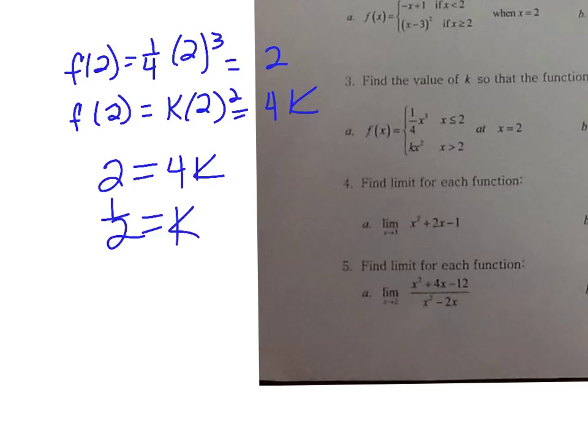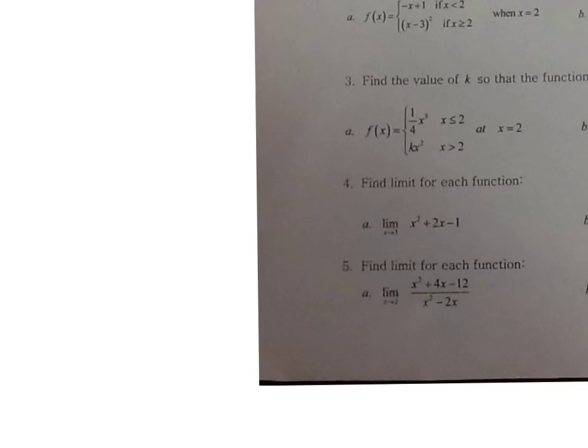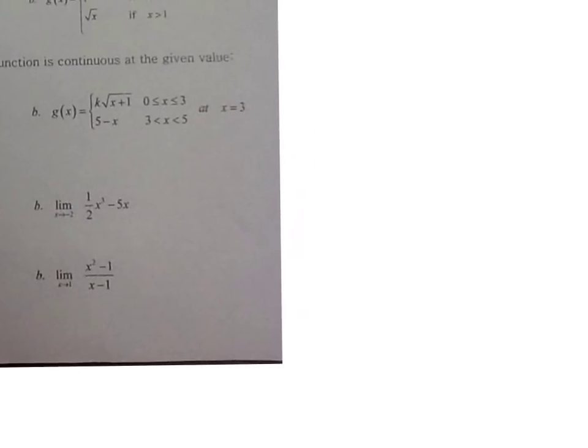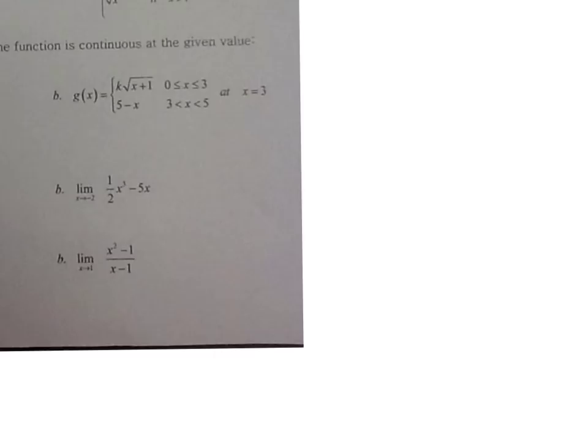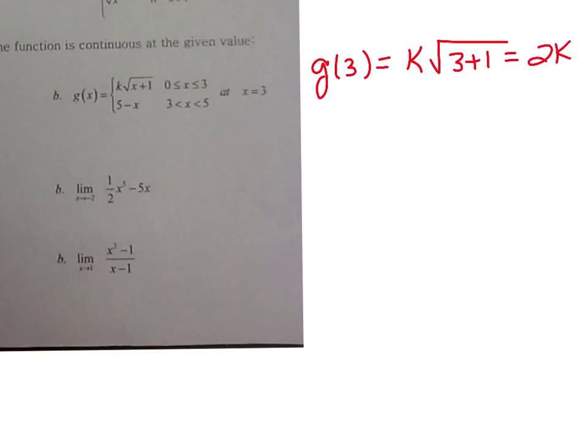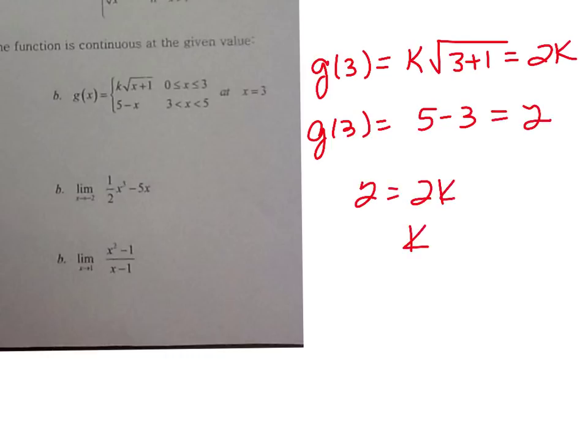Okay, so let's take a look at B. So B is same thing. I'm going to plug in 3 for both equations. So I'm going to start off with g of 3 is equal to k times the square root of 3 plus 1. So that's 2k. And then I'm going to do g of 3 for 5 minus 3, which is equal to 2. So 2 equals 2k. K is equal to 1. Okay, so let's take a look at 4.